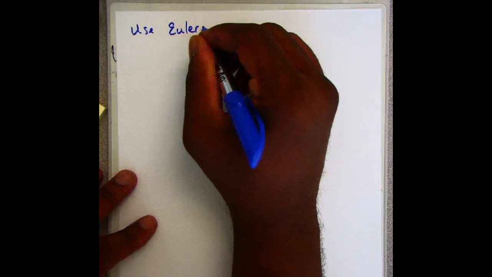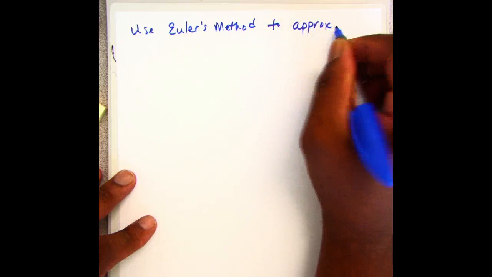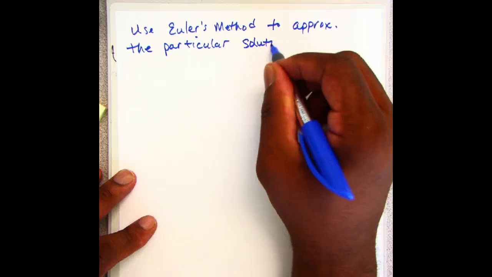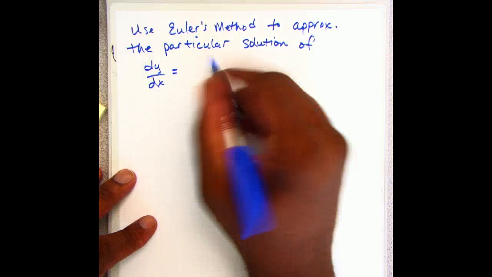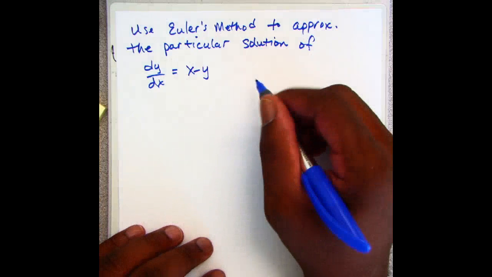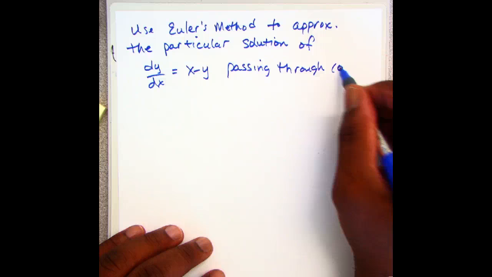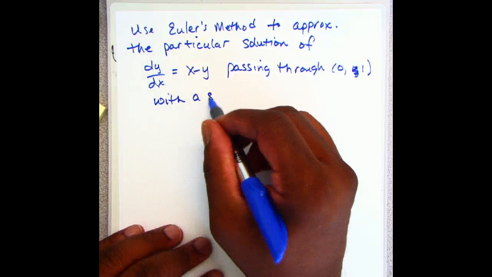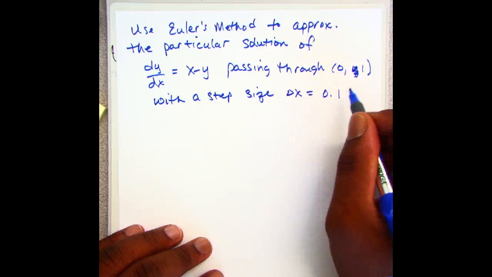Okay, let's use Euler's method to approximate the particular solution of dy/dx equals x minus y, passing through 0 comma 1, with a step size of delta x equal to 0.1.